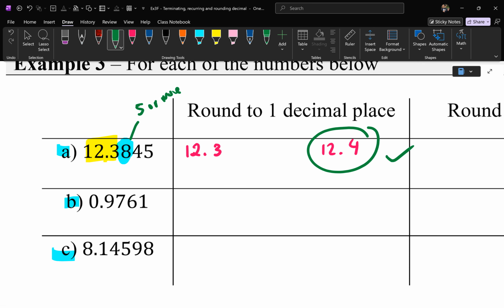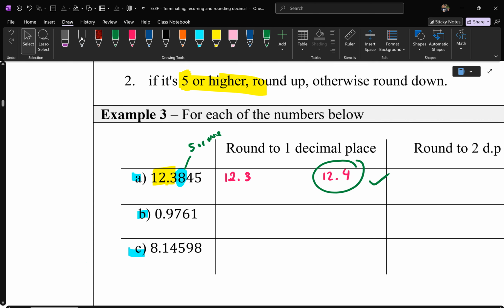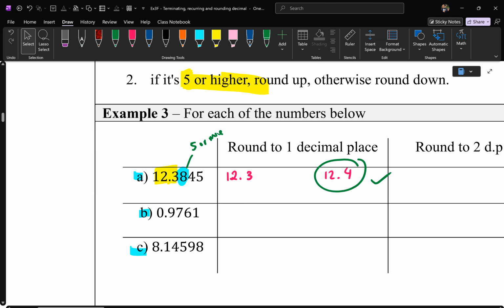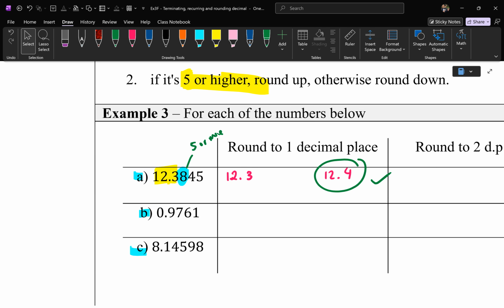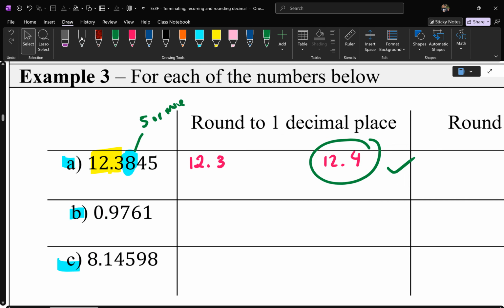So then you round it up. That's why this says 5 or higher. So if it lands exactly on 5, you round it up. And if it's anything higher, then obviously round up as well. Okay? So I've done the first example. Let's try the next one.